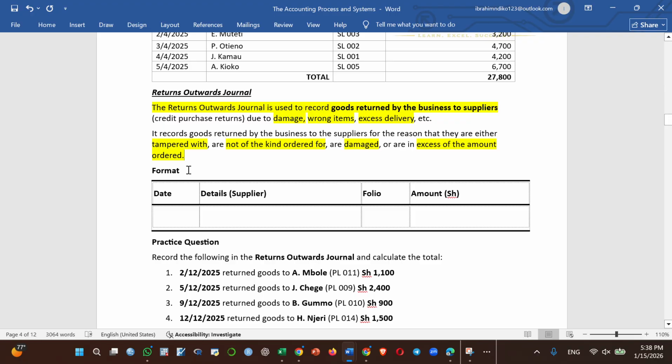The format is the same. The format for return outwards journal is the same as for the others. But the item you need to note for return outwards is that the details belong to the supplier. So remember, details are specifically for suppliers. Then you have the folio, then the amount.